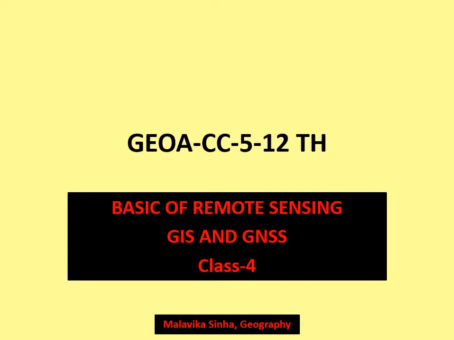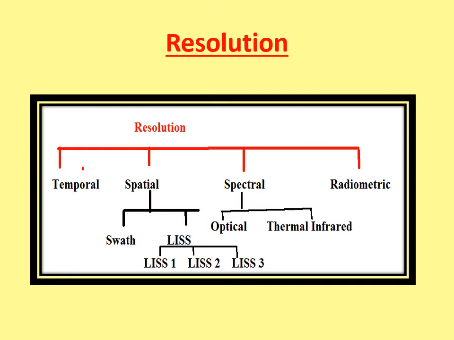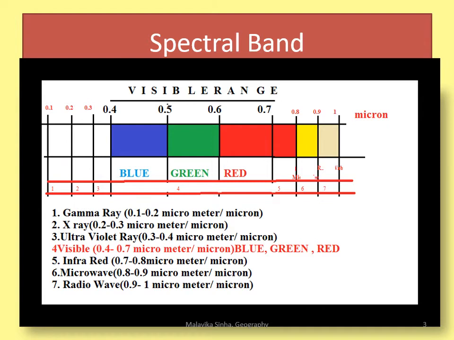There are four types of resolution: temporal resolution, spatial resolution, spectral resolution, and radiometric resolution. Now we will discuss the spectral resolution. Let's have a look at the shape, size and nature of the spectral band.